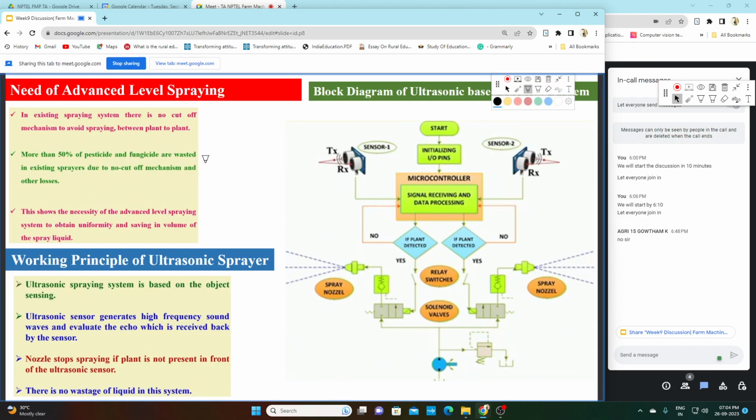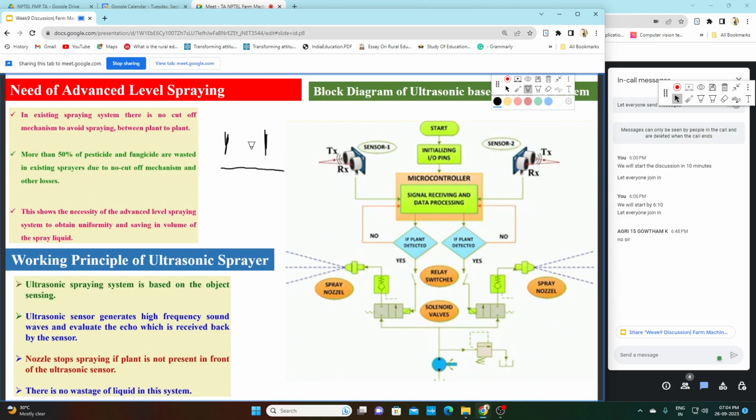Here, what is the need for advanced level spraying? What happens with our sprayer is that in the existing spraying system there is no cut-off mechanism to avoid spraying between two plants. If our plant is here and our next plant is here, and our sprayer is in continuous motion, there is no provision to cut off the spray from here to here. So from here to here all your spray will be wasted. This is one of the basic disadvantages of traditional spraying.